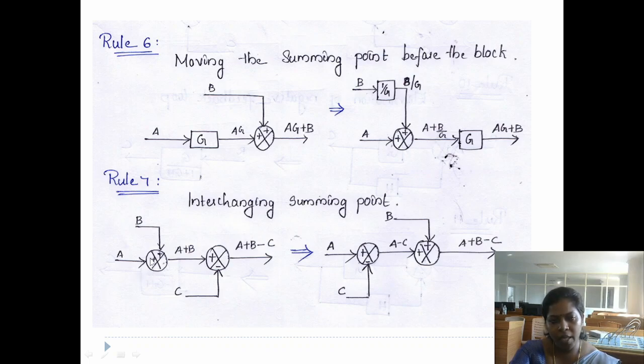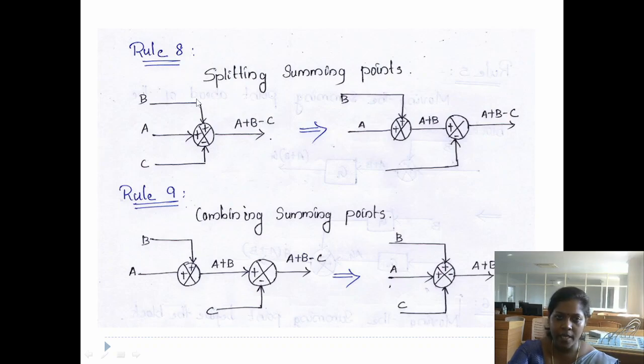So if we are applying the rule interchanging the summing point, we have to do like this. Okay. Now rule number 8, that is splitting the summing point. Here at the summing point, we have 3 signals. We know the summing point is used to add 2 or more signals.